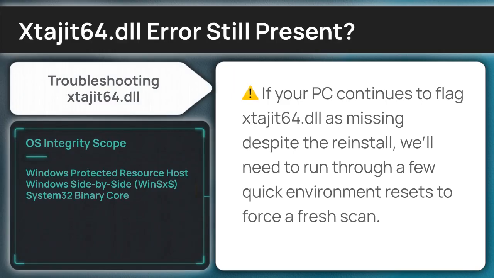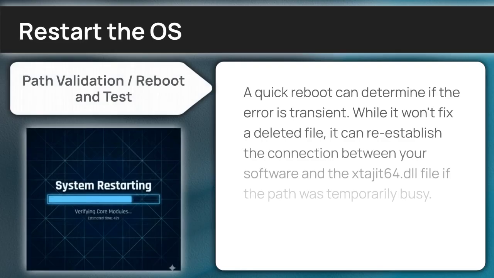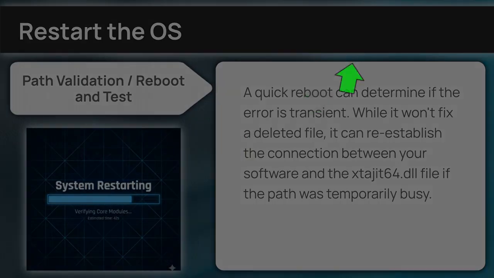handles current session configurations. A quick reboot can determine if the error is transient. While it won't fix a deleted file, it can re-establish the connection between your software and the XTA just-in-time compiler 64 file if the path was temporarily busy.